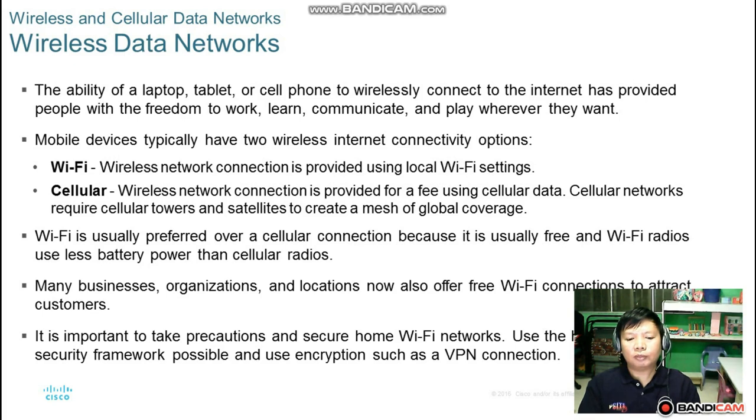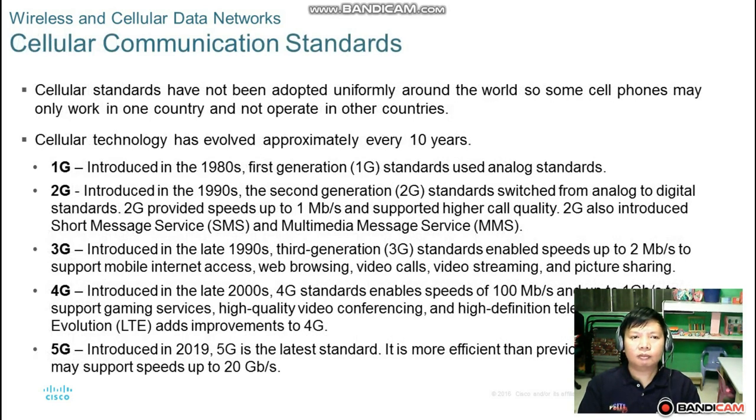It is important to take precautions and secure home Wi-Fi networks. Use the highest Wi-Fi security framework possible and use encryption such as a VPN connection. Cellular communication standards: cellular standards have not been adopted uniformly around the world, so some cell phones may only work in one country and not operate in other countries.